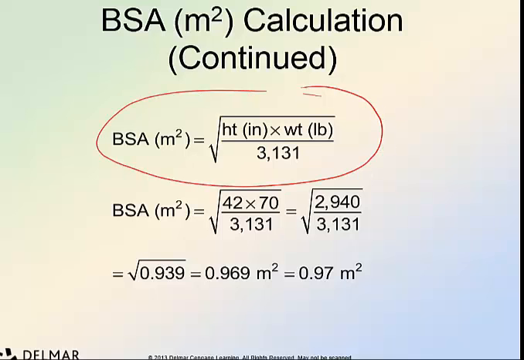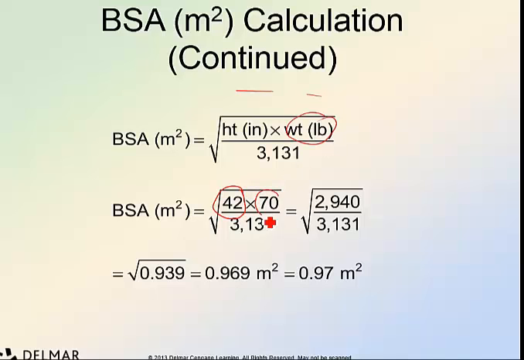If we substitute those values in, we take our height in inches, which was given, 42, times our weight in pounds, which is 70, multiply those together, and then divide by 3,131, and don't forget to take the square root. And we get 0.97 square meters when we round it to 2 decimal places. Again, emphasize the leading 0 if it's between 0 and 1. And for body surface area, the answer is always in square meters.